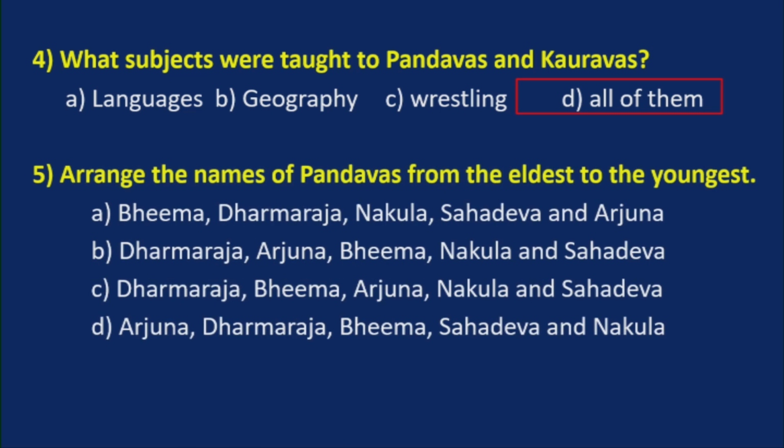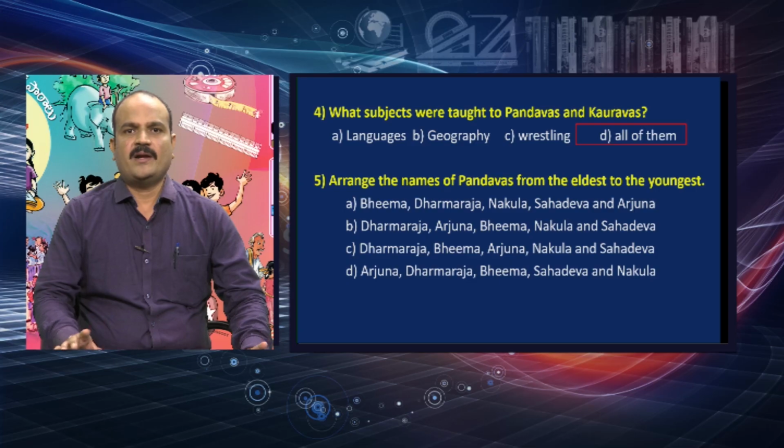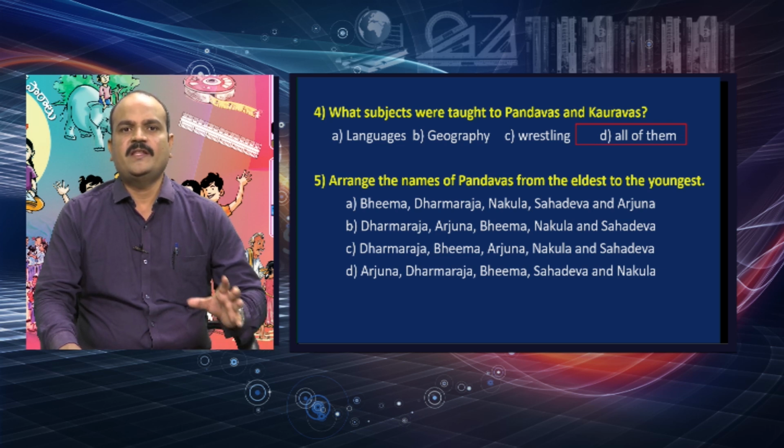The last question I am going to show you. This question is very easy. Arrange the names of Pandavas from the eldest to the youngest. I have shown you the picture of Pandavas and Kauravas, and out of five Pandavas, I have shown the pictures of all 5 with their respective names. Now tell me which is the right sequence from the eldest to the youngest.